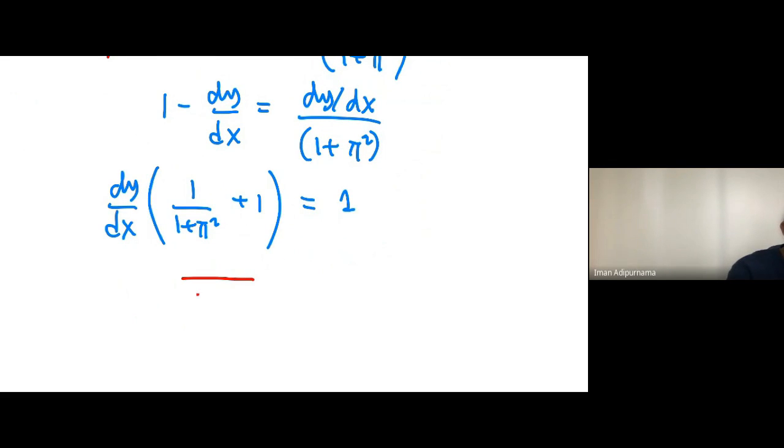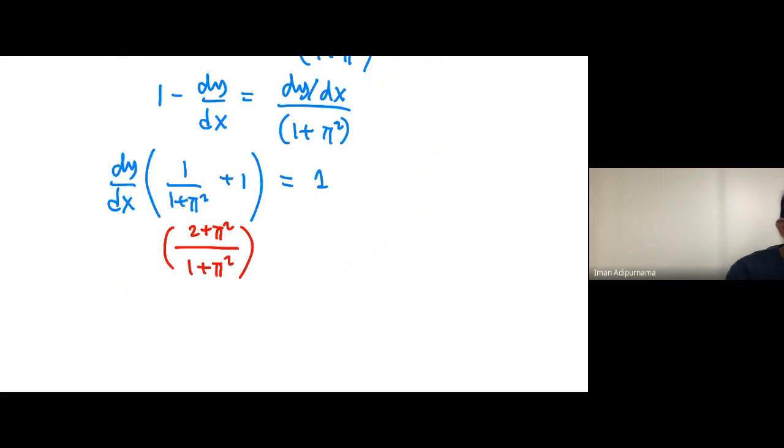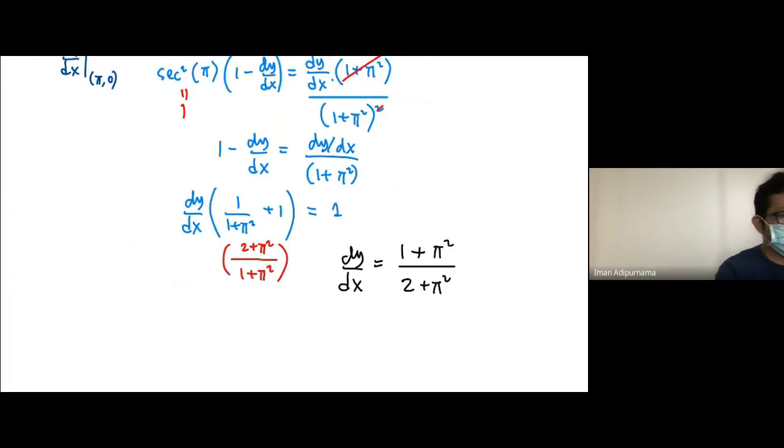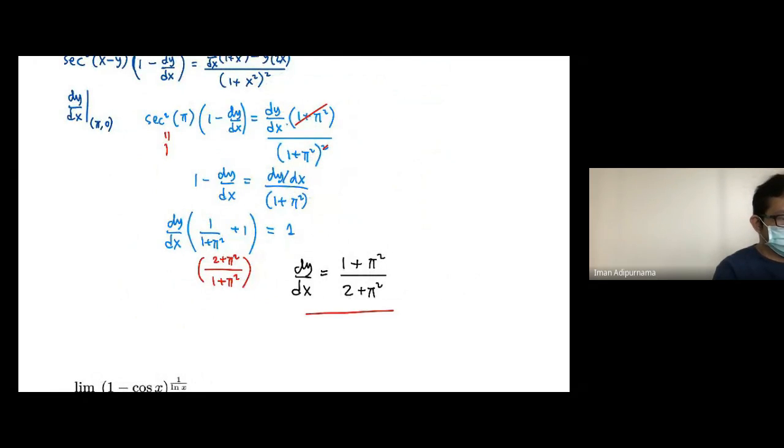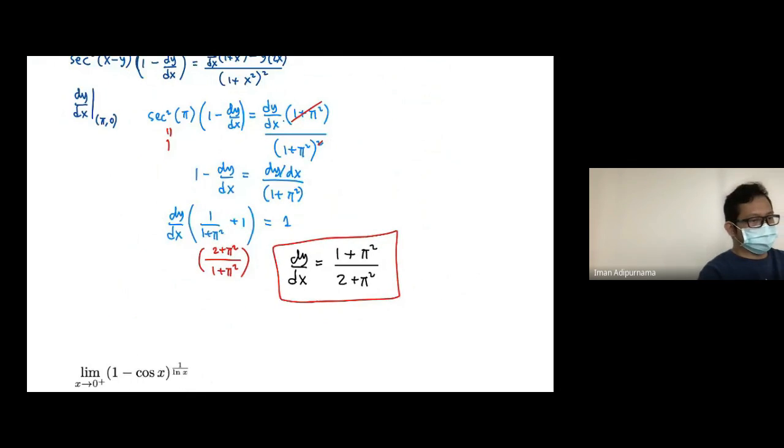let's solve this. 1 plus, I think I can write 2 plus pi squared over. So dy dx is the answer.